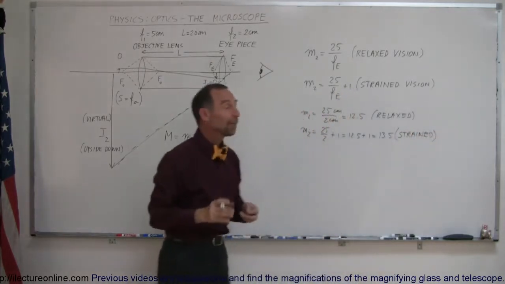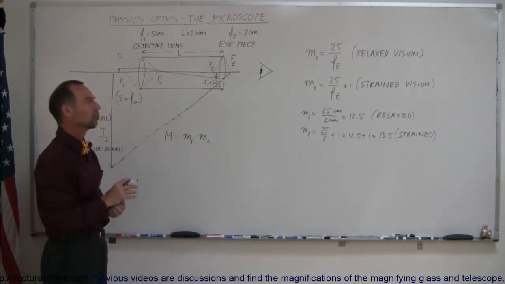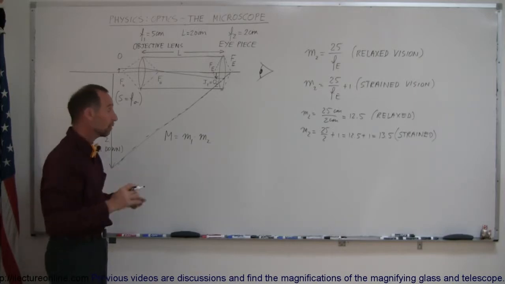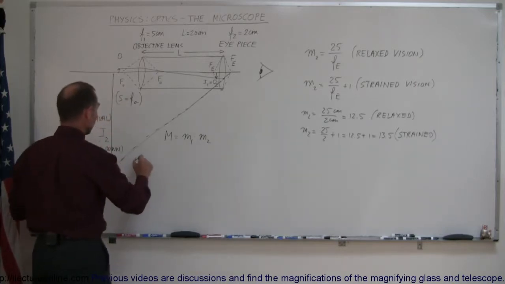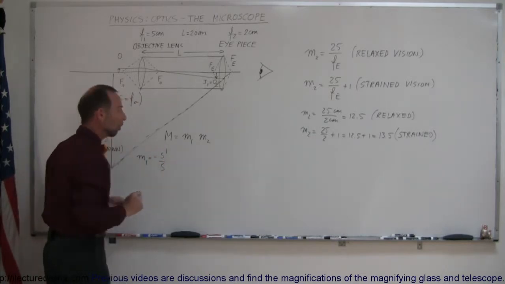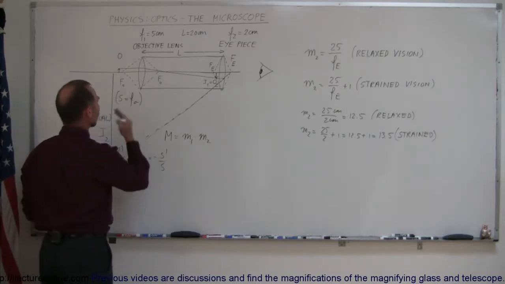Okay, so now we've found the magnification at least of the second lens of the microscope. Now we still have to find the magnification of the first lens of the microscope. And for that one, we use the typical equation used for magnification of a lens. We can say that M1 is equal to minus S prime over S. So where does the image form, and where is the object placed for the first lens?